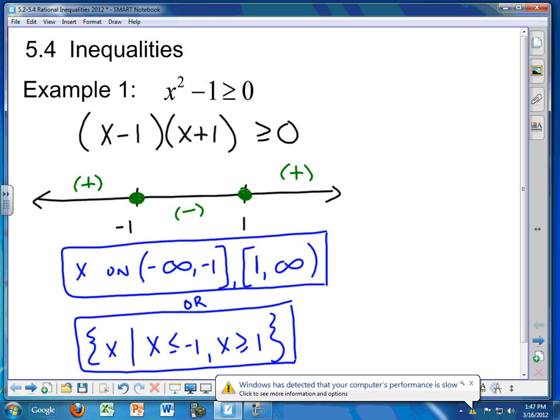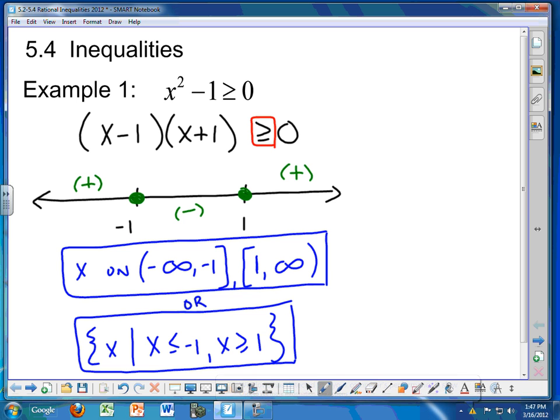So as we see here, this is our first example from the text, and what I have written out there shows that because this is a greater than or equal to, we're looking for the positive areas where the product is positive. And also, we're going to accept these values. So notice how negative 1 turns into a bracket, and 1 also turns into a bracket instead of a parenthesis in our interval notation. So this one here is interval notation, and then down below that we've got some set notation right there. That one is already spelled out in your notes, so I'll move on to example 2.